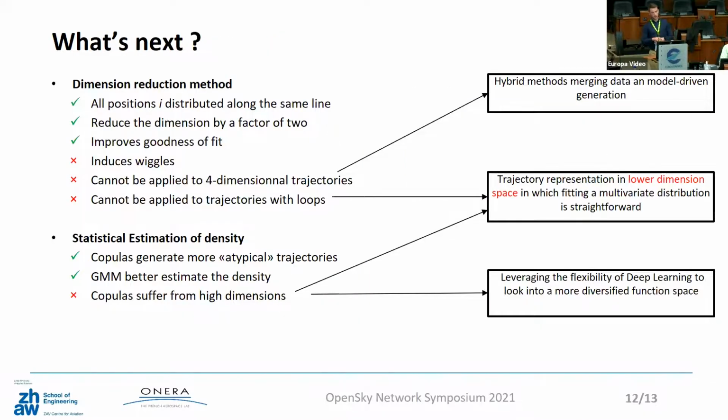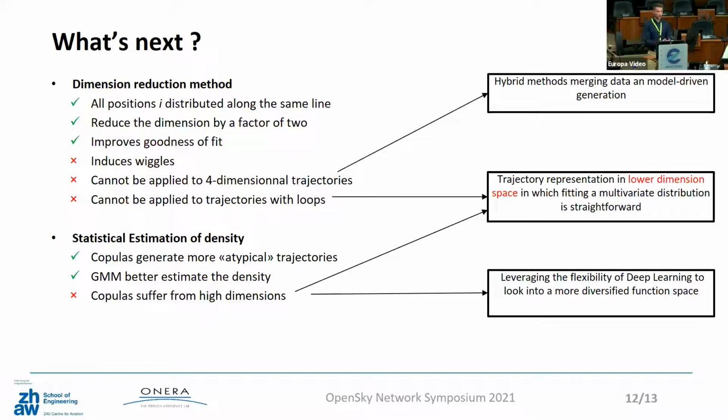So to conclude, first of all, when we talk about these methods of dimensionality reduction, it is very intuitive, and that's a good point because all positions are distributed along the same line. So we clearly see what the marginal distributions are and how we have this copula with the dependency between the marginals. We also reduce the dimension by a factor of 2, and it improves the goodness of fit. So that's a cool thing. But it also induces wiggles. So that's the downside of the method.